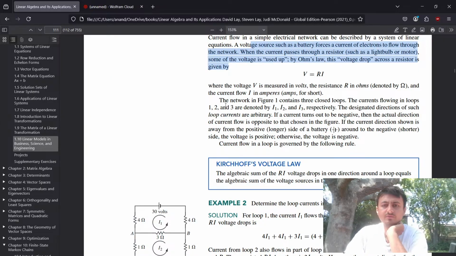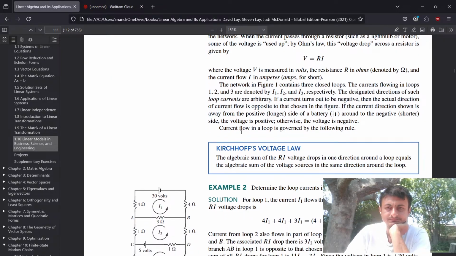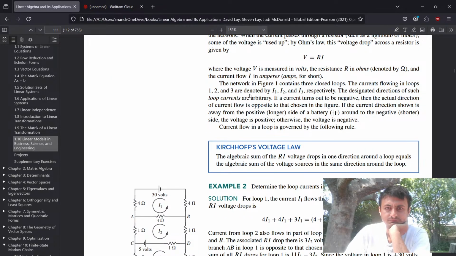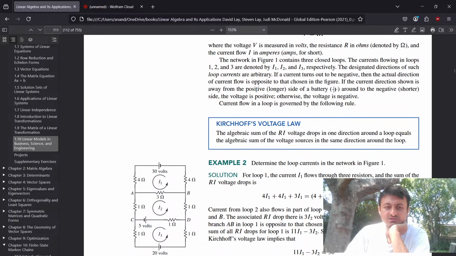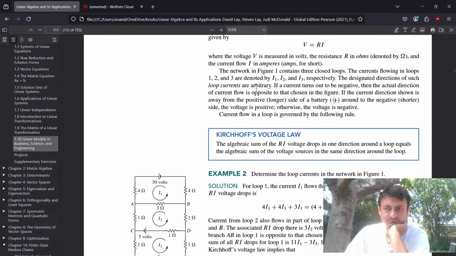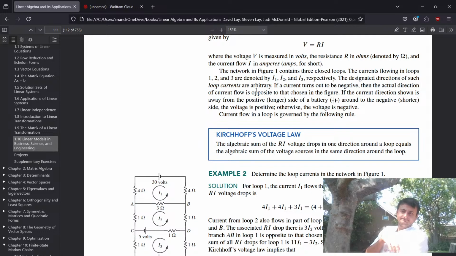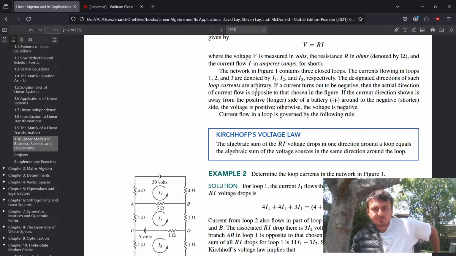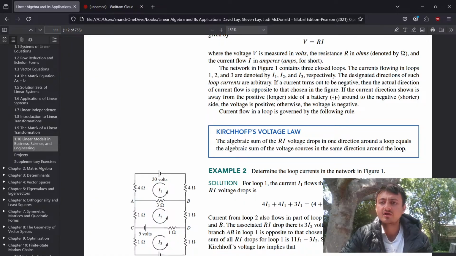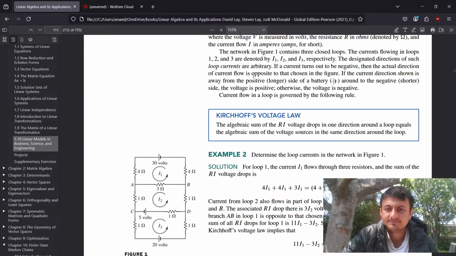The network in figure 1 contains 3 closed loops. The currents flowing in loops are denoted by I1, I2, and I3. The designated directions of loop currents are arbitrary. If a current turns out to be negative, then the actual direction of current flow is opposite to that in the figure.